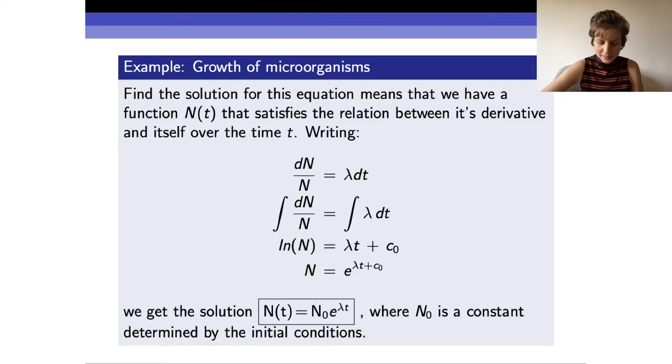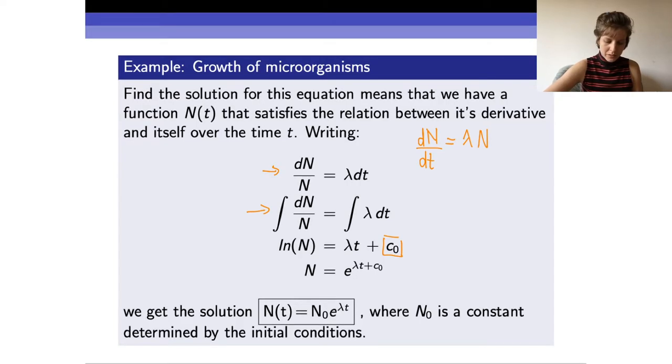So we had that dn dt is equal to lambda n. Then I just divide by n and leave the lambda dt on the other side. And then I'm integrating on both sides. And because it's an indefinite integral, I need to add this constant here.